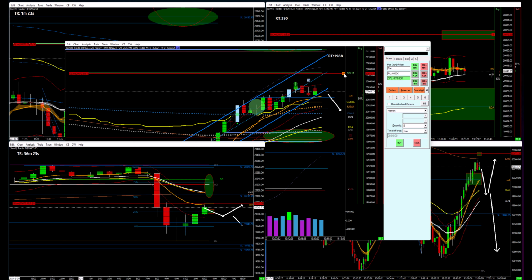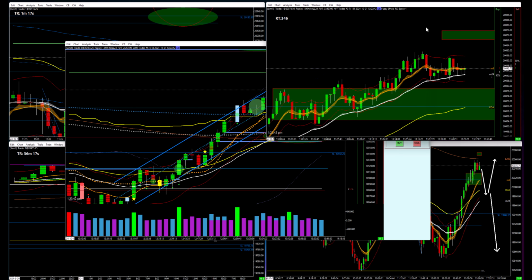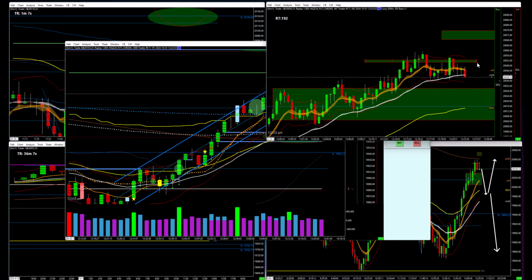Oh wait, I need to get rid of this. That's dangerous. Absorption bubble. Look at that sideways action. Oops. Maybe like that.